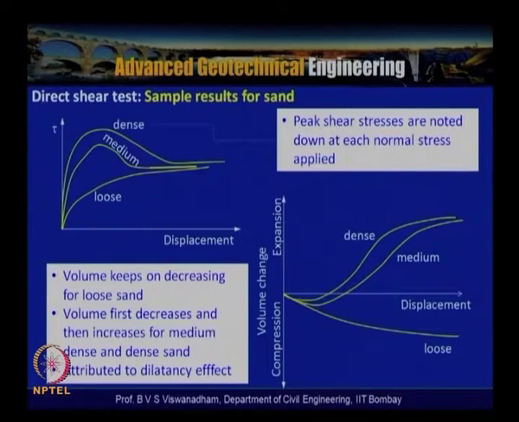Similarly, when there is an increase in the normal stress, the tendency of dilation keeps on changing. So volume keeps on decreasing for loose sand, but in case of dense sand and medium sand, initially there will be a compression, and thereafter there is an increase in expansion of the soil upon shear. This phenomenon is attributed to the dilatancy effect, and the slope of that particular line is also called the dilatancy angle.